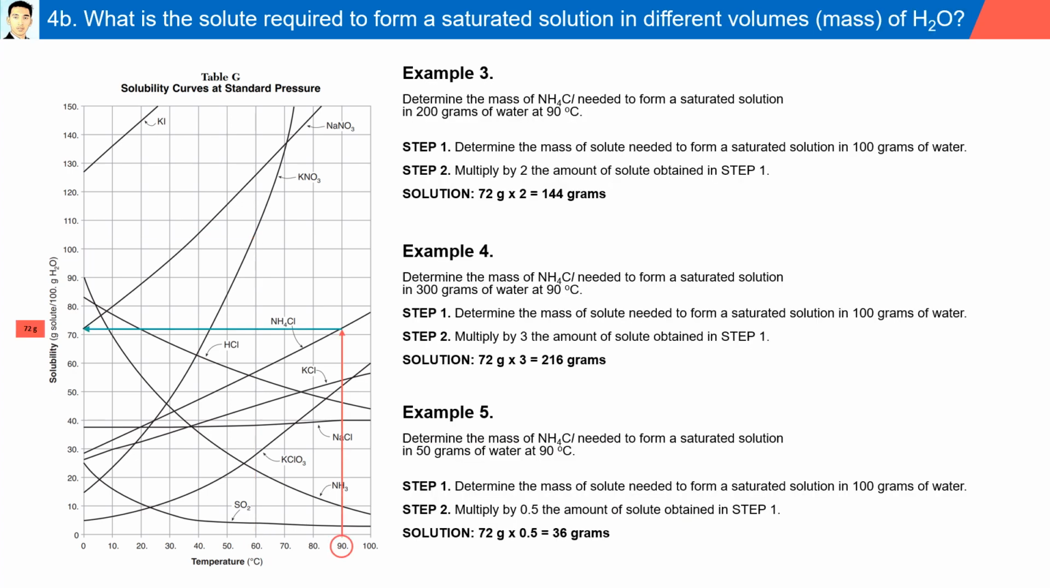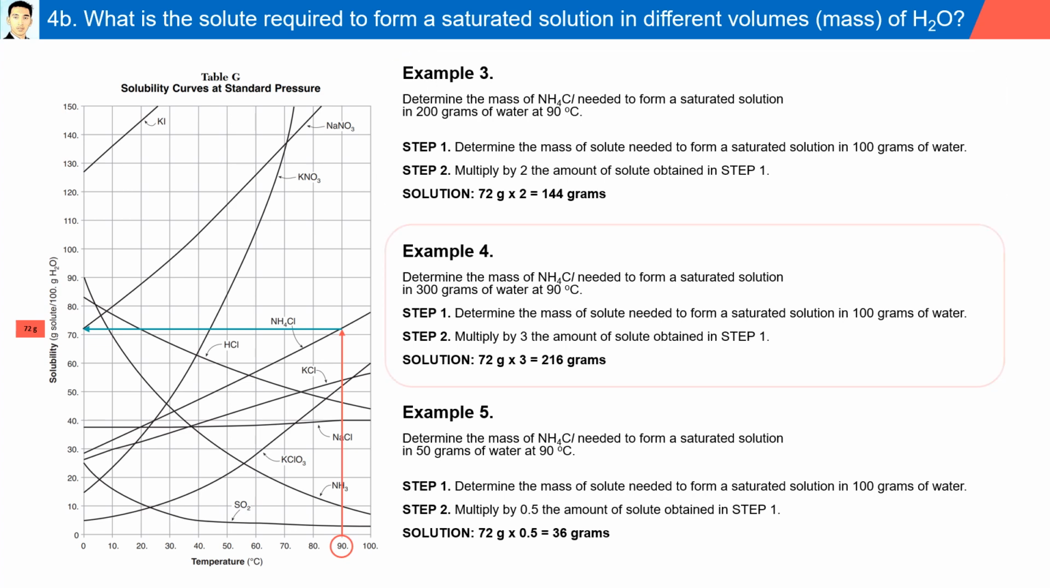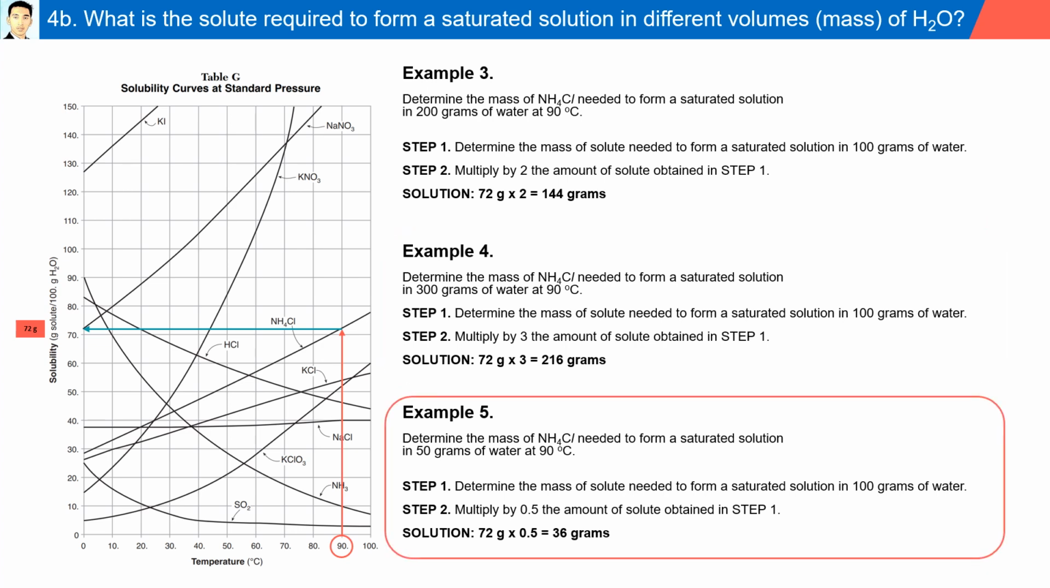What is the solute required to form a saturated solution in different volumes of water? In example 3, we're asked to determine the mass of NH4Cl needed to form a saturated solution in 200 grams of water at 90 degrees Celsius. In 100 grams of water, a saturated solution is formed by 72 grams. In this case, we need to multiply it by 2 because we are asked to find how much would be in 200 grams of water. We obtain 144 grams. In example 4, we're asked to determine how much would be in 300 grams of water. Here we would multiply by 3 to get 216 grams. And finally, in example 5, we're asked to find it in 50 grams of water. Here we will divide by 2 to get 36 grams.